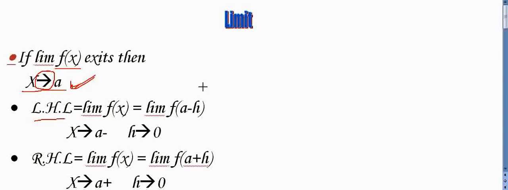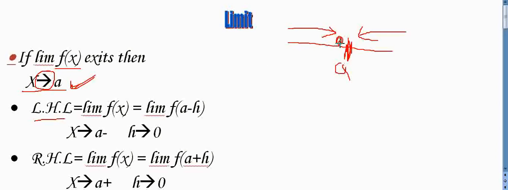What does this mean? See, this is a. We are approaching a from the left. This is called left hand limit, and if we are approaching it from the right, it is called right hand limit. So here, we are not exactly at point a, we are a little behind a, so a minus. In the next step we are taking a constant h which is greater than 0 and tending to 0, such that the value of x would be less than a.